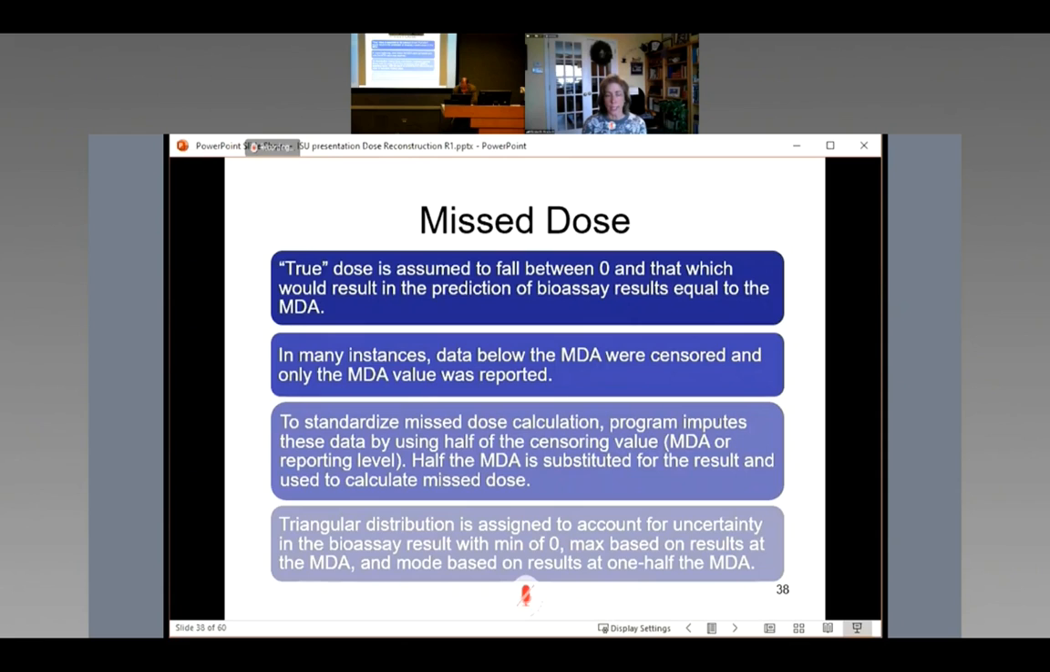It's assigned as a triangular distribution in the IREP software. So the minimum value of the triangular distribution is 0. And the max is based on the results at the MDA, with the mode being the results based at 1/2 the MDA.